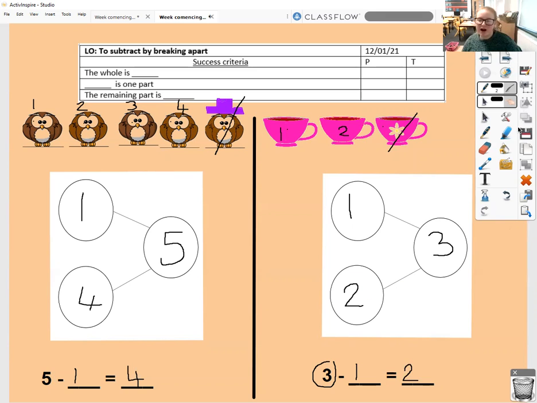Fantastic. If you've got that right, give yourselves a tick. Make sure you send your work at the end. What's a very good tick? Let's do it again. There we go.